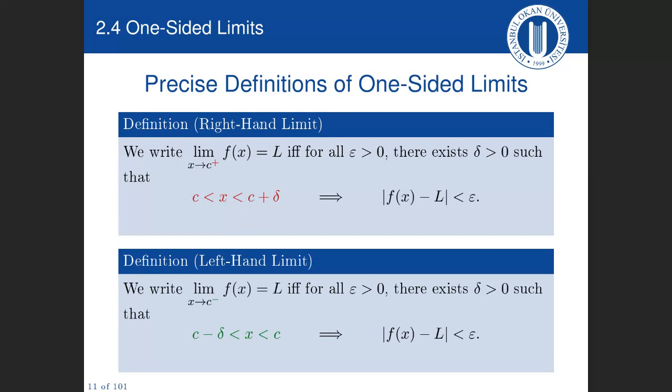I want to talk about the precise definitions of one-sided limits. Same idea as for the limit that we talked about last week, except that we're only looking on the left of x or we're only looking on the right of x.